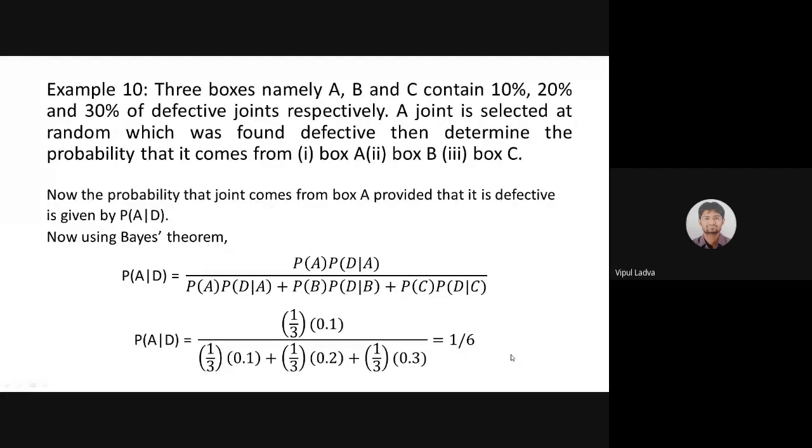Now, with the reference of this first question, can you give me the answer for the second question? That a randomly selected item is defective and it is from box B. Now, look, I don't need just the answer, whether it is 1 by 6 or 1 by 2 or 1 by 3 or 1 by 4. I'm not interested in that. Already Yashraj has provided me the answer and hopefully it is totally correct. But I am in need of this particular formula.